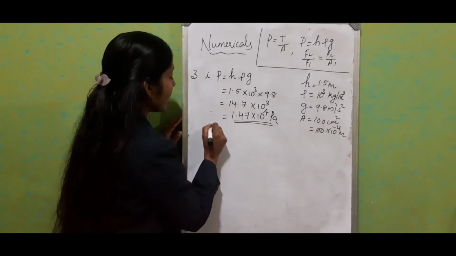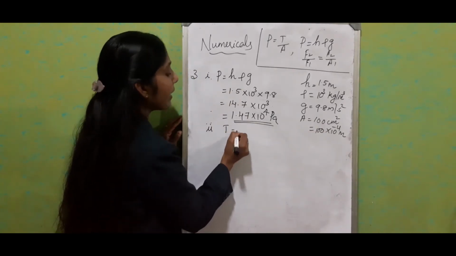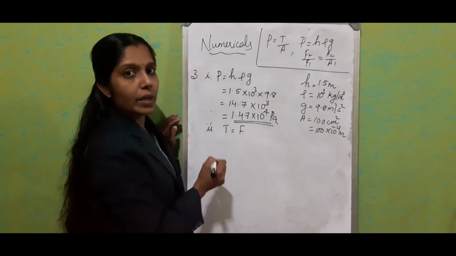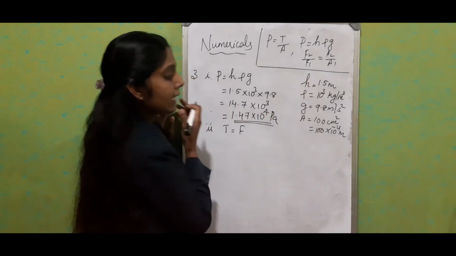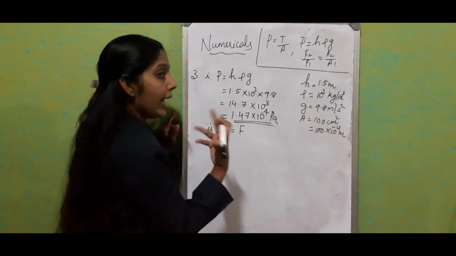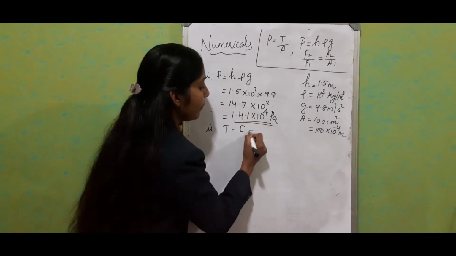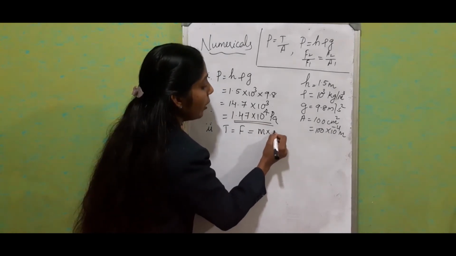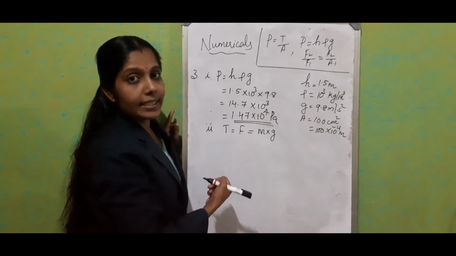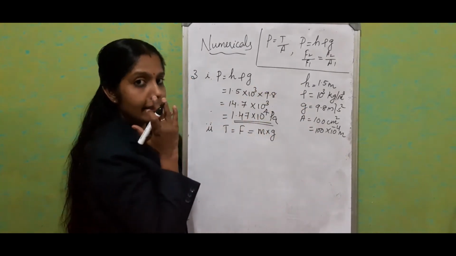In the second section, we have to find the thrust. We know that thrust is equivalent to force. So see the data. From this data, we have to find out the force. And we studied one equation to find out force, that is mass into acceleration. In this data, only acceleration is given, not even mass is given.